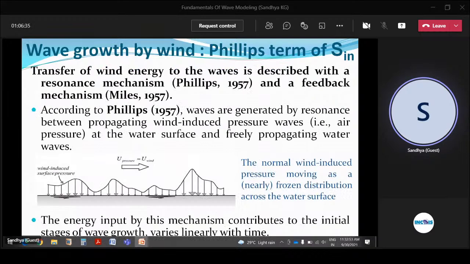Now, the first term, the wave growth by wind, we will quickly go through this because it is a little more descriptive.